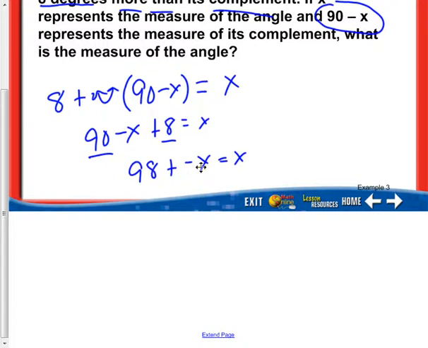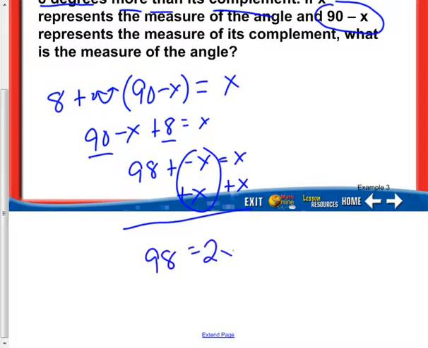Alright, so now think about it here. Which one's greater, a negative x or a positive x? Well, the positive x is greater, so I need to add x because this is a negative x, so to get rid of it I have to add x. Add x to both sides. So this is actually 0, and I'm going to get 98 equals 2x.